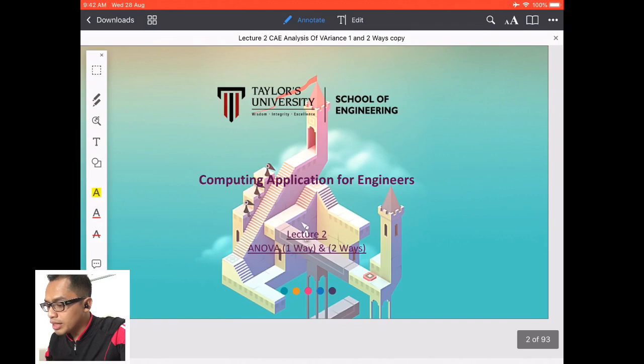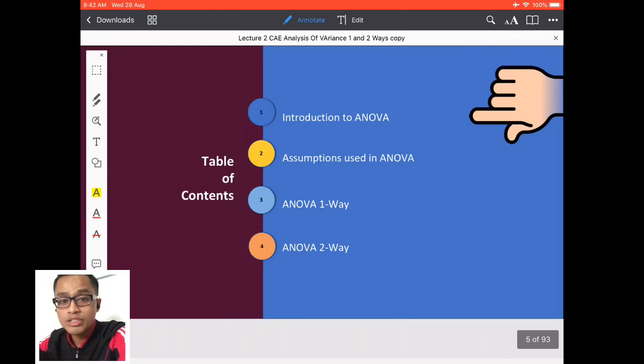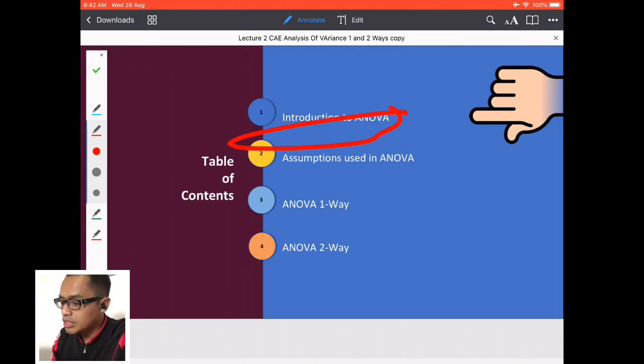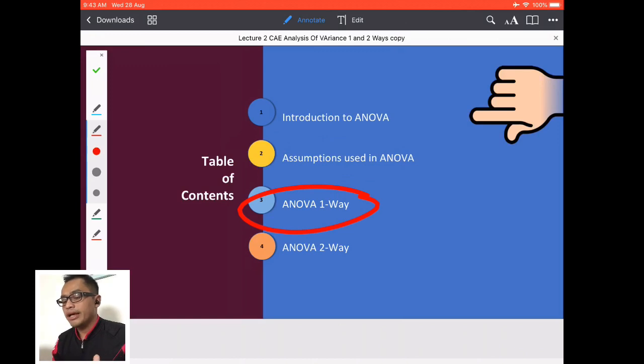All right, so welcome to my class. This will be lecture 2.1, ANOVA One Way, computing application for engineers. This is me, of course, you've seen this slide before. And we have these four sub-chapters or subtopics. The first one will be, okay, let me make an annotation in red color. The first one will be introduction to ANOVA. And the second one is some of the assumptions used in ANOVA, right? These are the theory part where the dry part is. So I'm going to skip a few of these slides in this section because I'm going to go straight to ANOVA One Way afterwards, and then I'm going to stop the video. And then we'll have your ANOVA Two Ways in the following lecture 2.2, right? Okay, good.